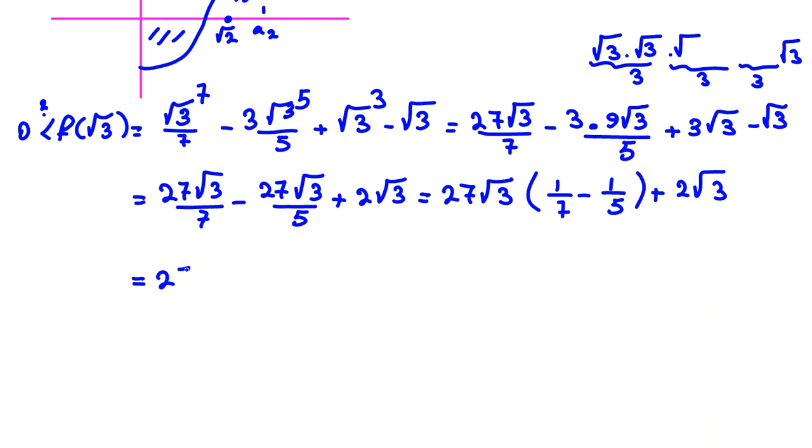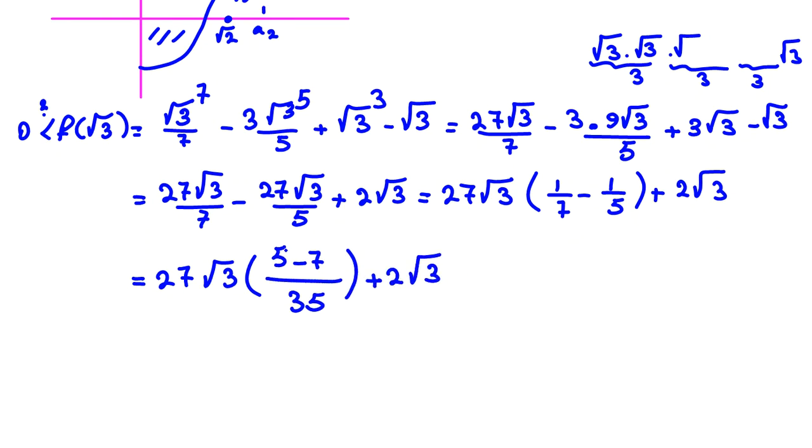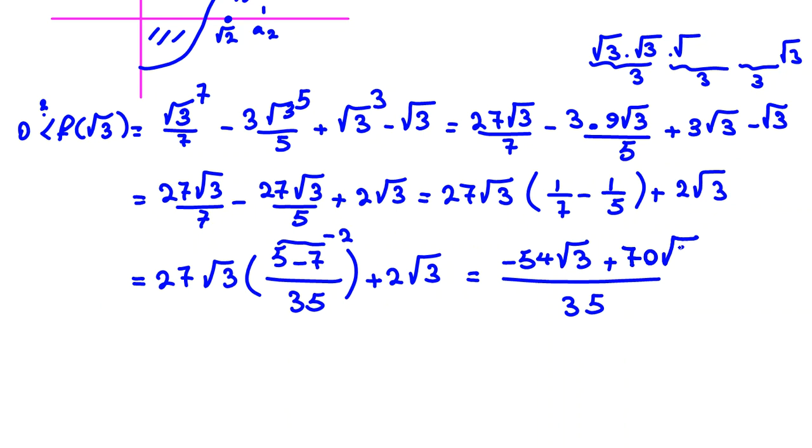27 root 3, it's 35, 5 minus 7 plus 2 root 3. It's negative 2. And now we use common denominator 35. Negative 2 times 27, negative 54 root 3. 2 times 35 is 70. It's 70 root 3.